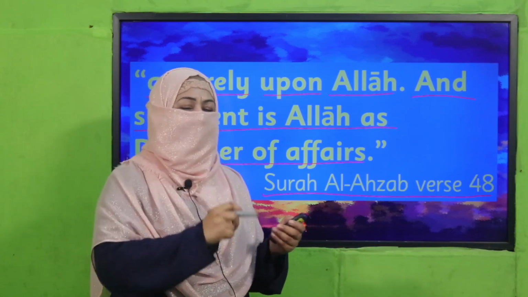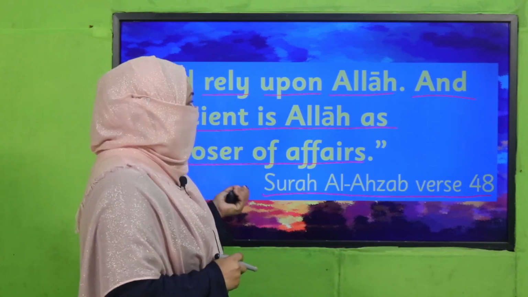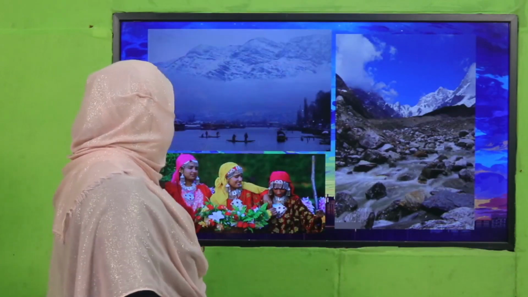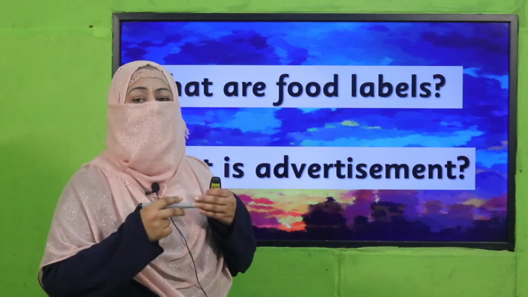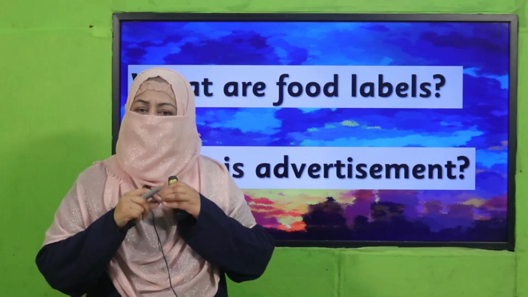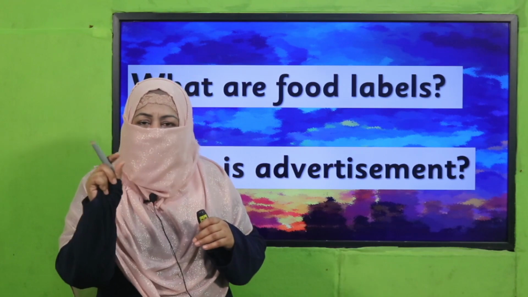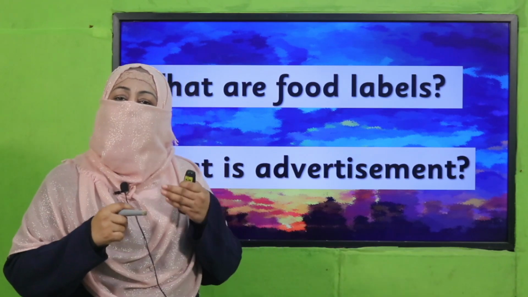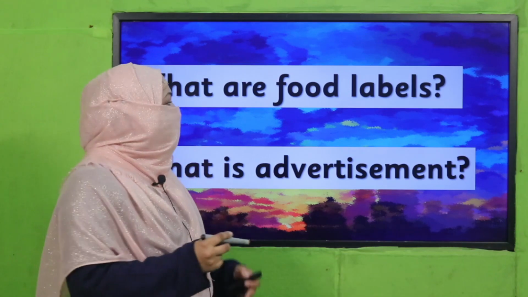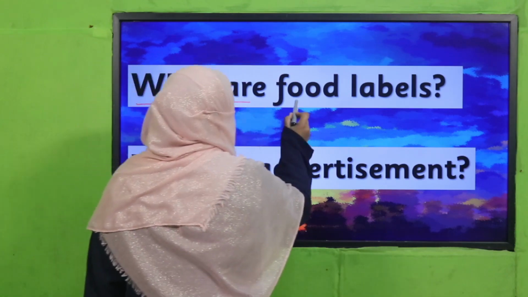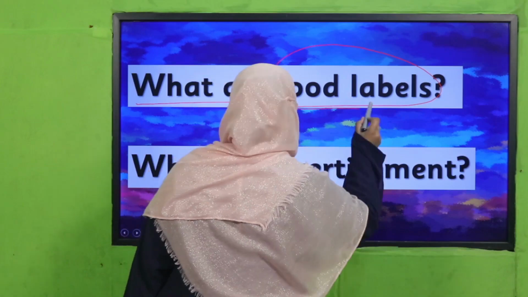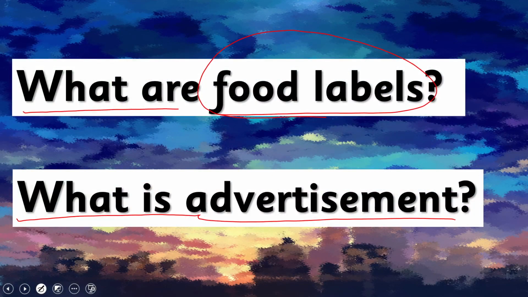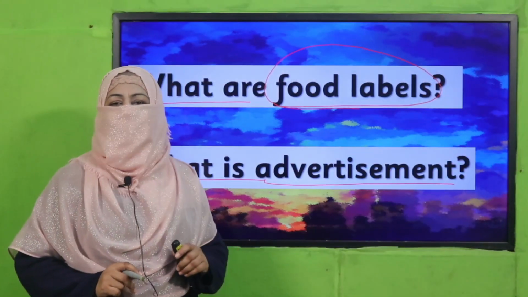Okay, so today we are going to learn about a new topic. It's little, we need to learn about it. So by looking at different things, what is the SLO for today? Wherever words are written, we should try to read the words. Okay. So first you tell me, what are food labels? Do you know about it? What are food labels and what is advertisement? So pause the video, answer these questions to your teacher and then come back.